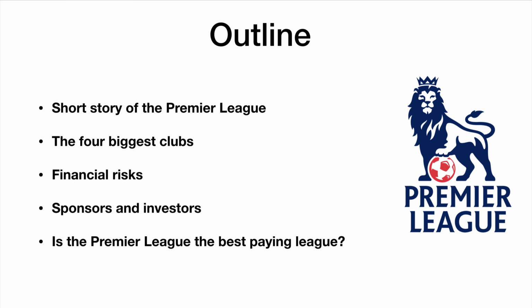At first, I would like to outline my presentation structure. My first point is a glimpse into the history and current state of the Premier League. Afterwards, I will introduce the four major clubs in England. Then we come to the negative aspects of the league, focusing on financial risks, sponsors, and investors. And finally, I would like to come to the transfer history of the clubs in the Premier League.